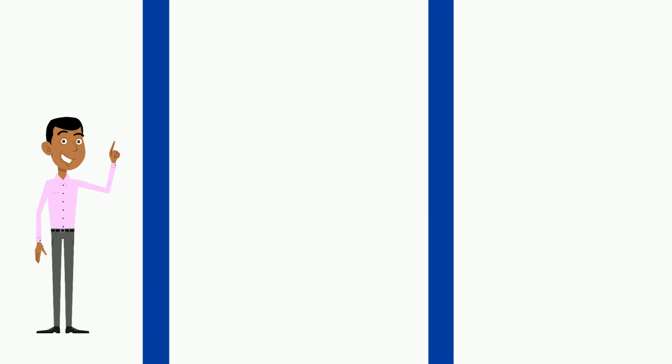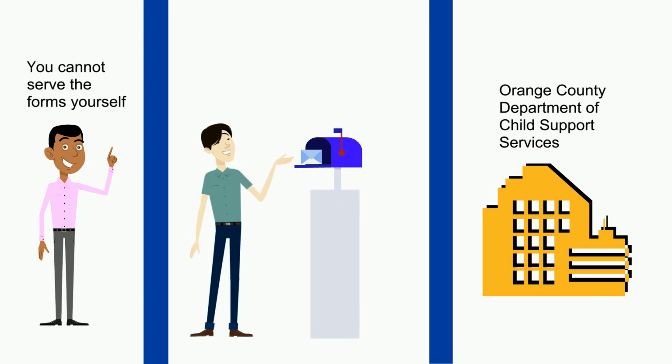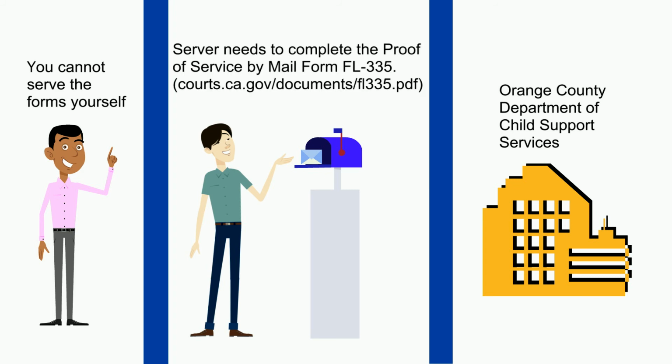Please note that if the Orange County Department of Child Support Services is involved in your case, you will also need to have someone else mail them a copy of your unfiled forms. The person that mails out the copy, your server, needs to complete the proof of service by mail, Form FL-335.